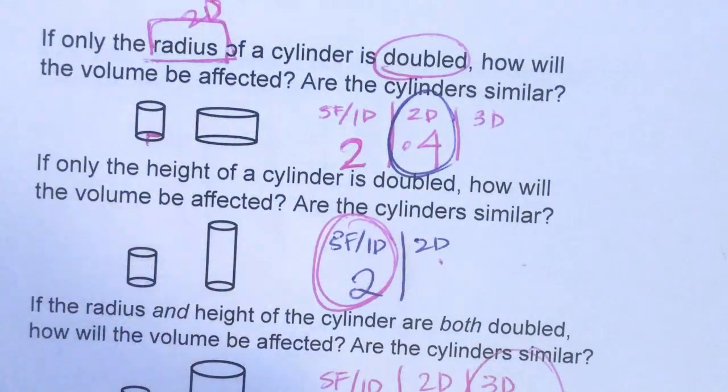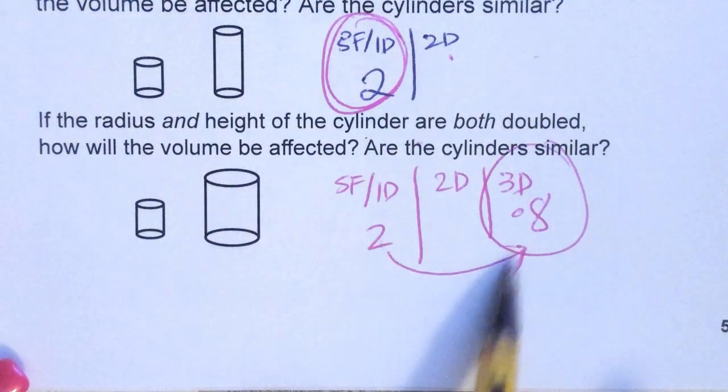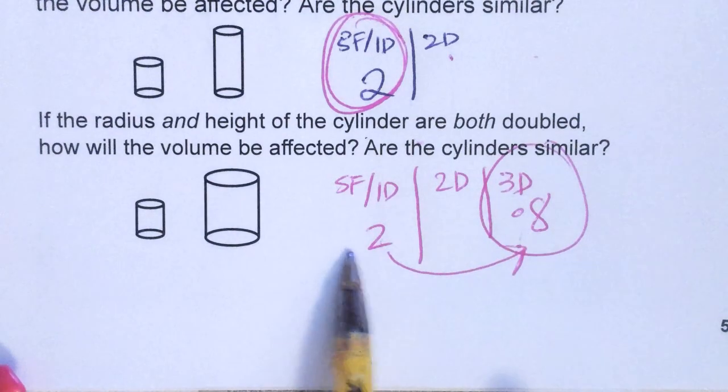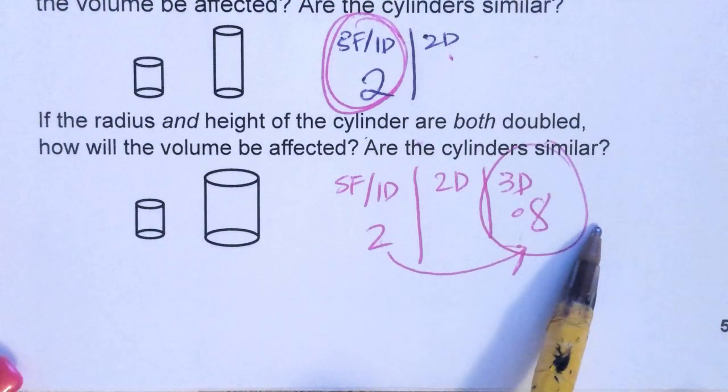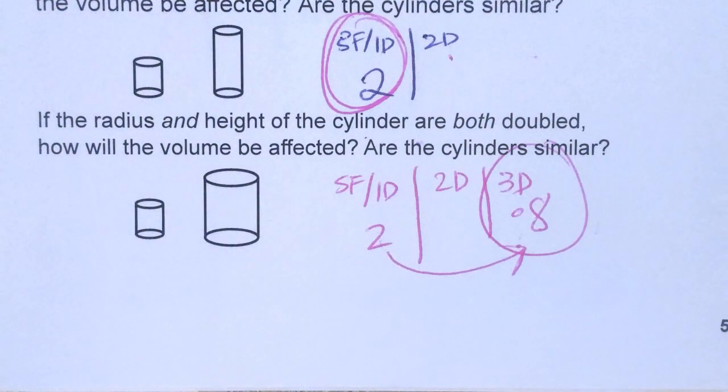Okay, so my point is, what if I double both the radius and the height? How many dimensions is that? That's all 3 of them. So then I have to go to my 3D column, which means what do you do? Cube it. And so what's 2 cubed? 8.